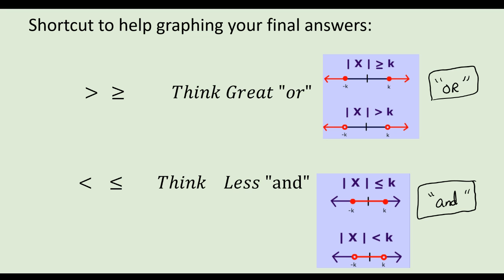So tomorrow there's a little bit of a lesson that we try and get you to think about the kind of symbol that you're given in the original absolute value problem. So if you have absolute value greater than, we want you to think greater than, great-or. So you would have this OR type graph and the arrows would go apart. If you have an absolute value problem with a less than symbol, we want you to think less-and, less-and.